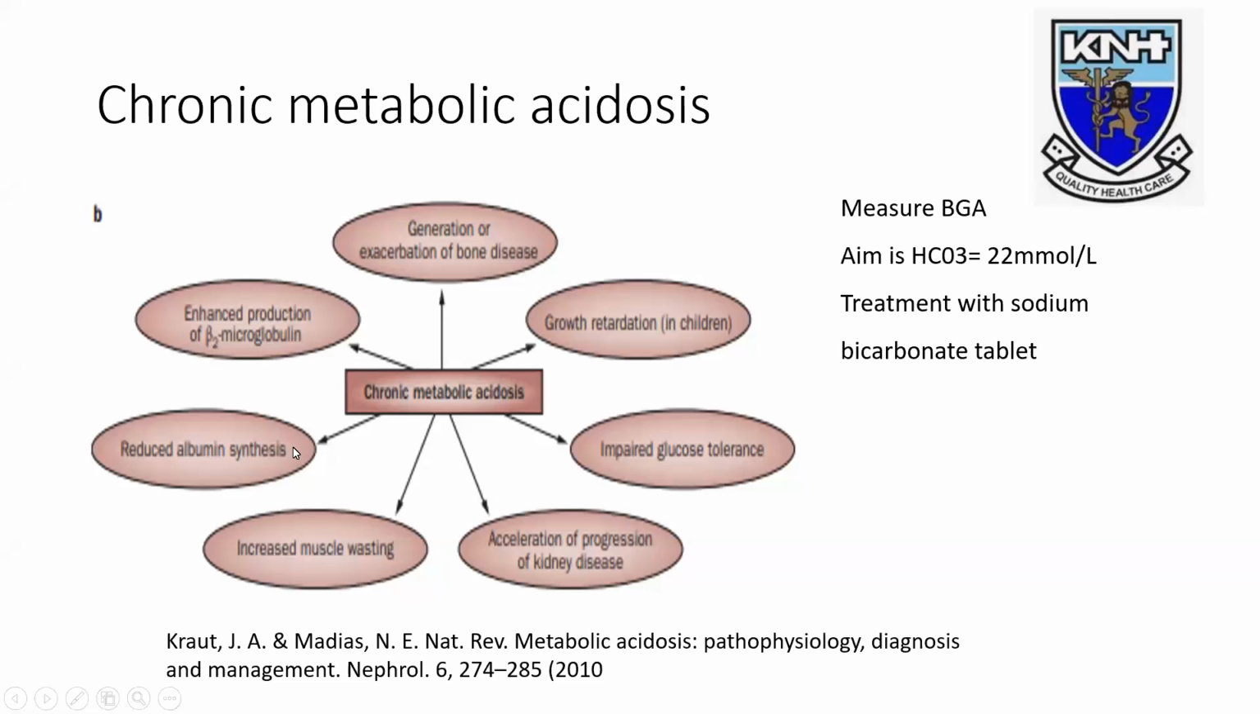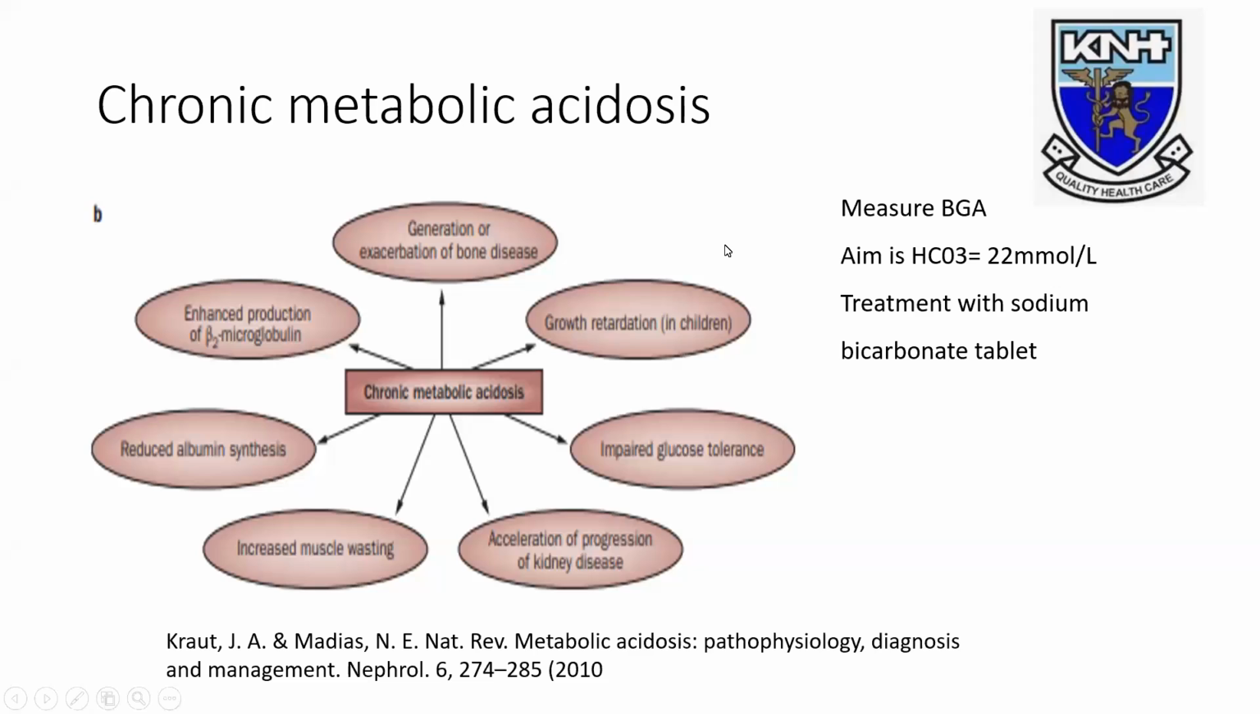And when you have lower albumin levels, you have lower calcium. When you have lower calcium, you have lower magnesium. So you also have acceleration of the progression of the chronic kidney disease. It also impairs glucose tolerance. It also has an effect on growth retardation in the children. And also, it is associated with degeneration or exacerbation of the mineral-bone disease.